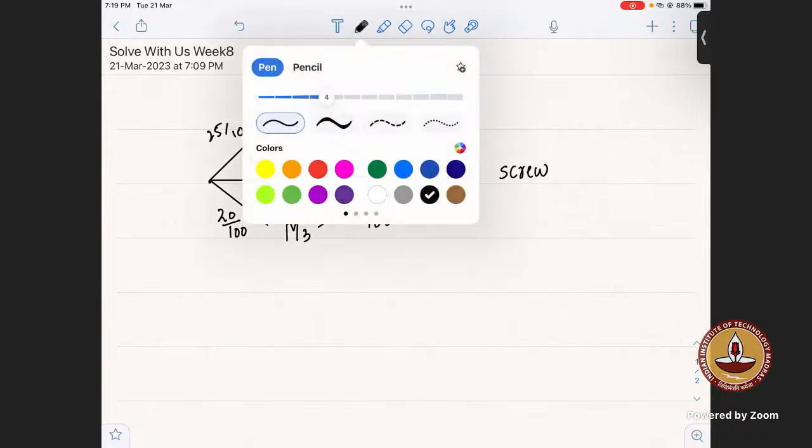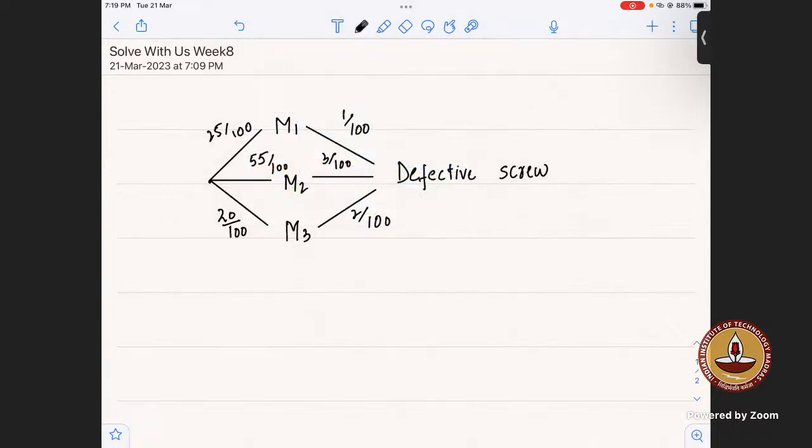Any doubts with this? Anyone? No, sir. Okay. Now what we have been asked is this. We have to find the probability that the screw will be defective, right? Now, how many ways do we have that screws will be defective? I'm just talking about how many ways. Either it will be from machine 1, or it will be from machine 2, or it will be from machine 3. If we get a defective screw, we are certain that it will be from either of these 3 machines, right?